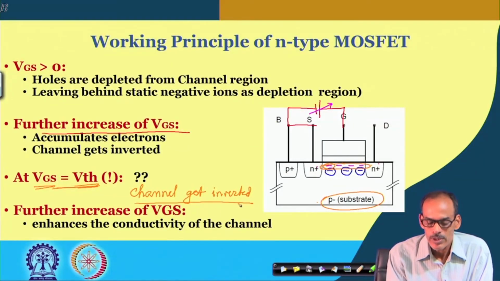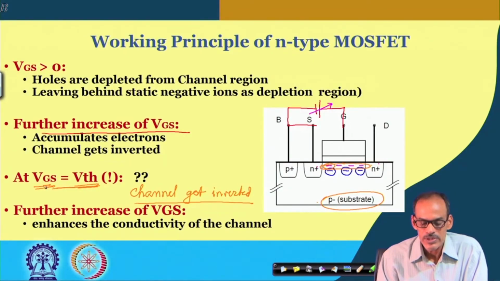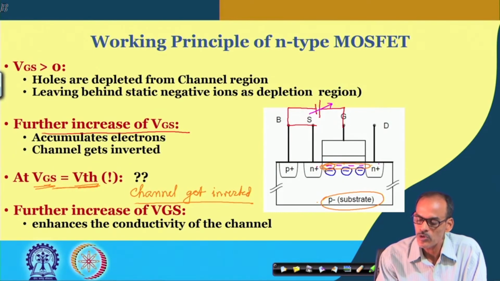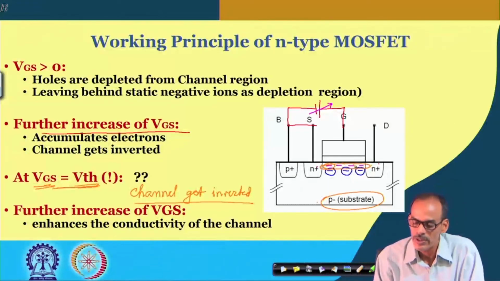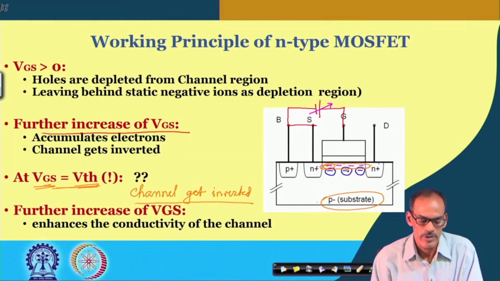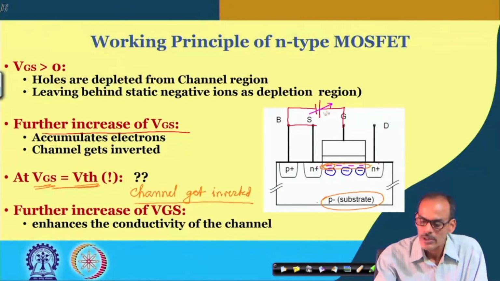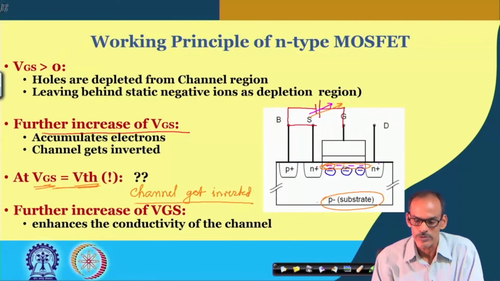So, if I apply this VGS beyond this VTH, then what you are expecting is that, of course, more electrons will be there, and they will increase the conductivity of this region further. So, that is what I say: if you increase this VGS further, the conductivity of this portion will be more.